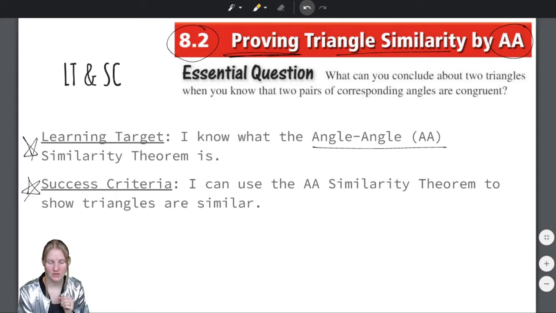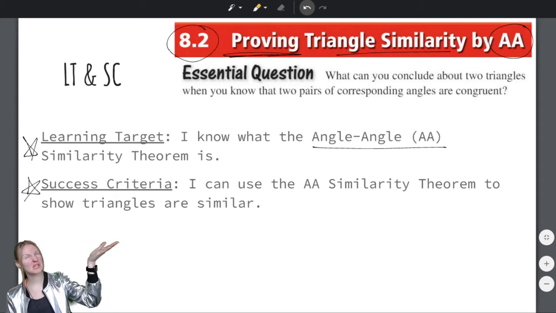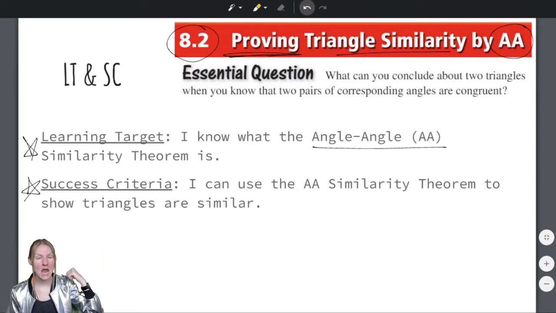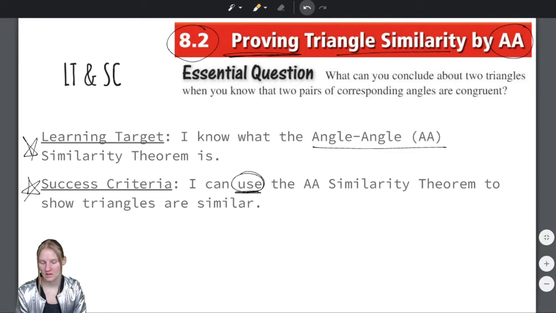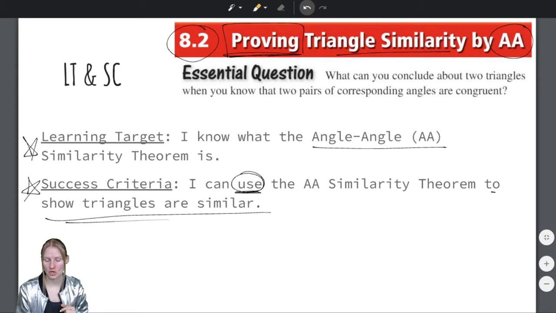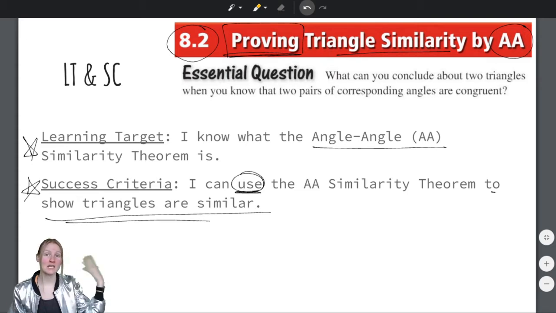And our success criteria: how will we know if we have learned what the AA similarity theorem is? Well, can you use it to show triangles are similar? That's what I mean when we say proving triangle similarity by AA. In this video, we're going to show that they're similar. Like at the end of last video, we showed that two shapes were not similar. But now we're going to use the AA similarity theorem to show that they are.